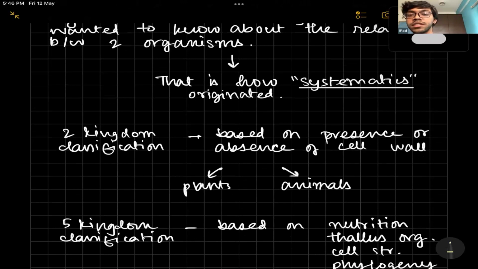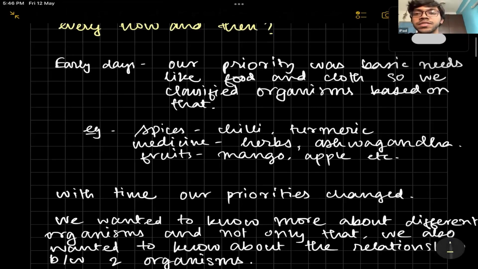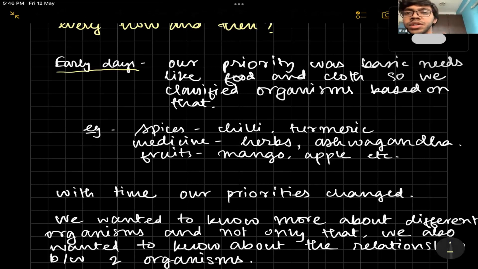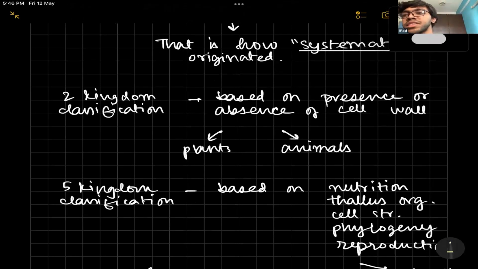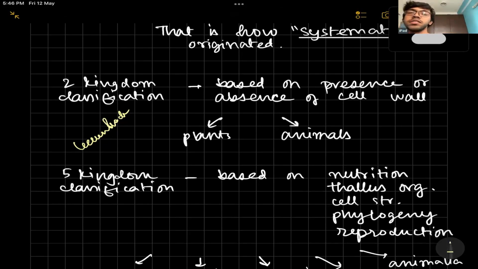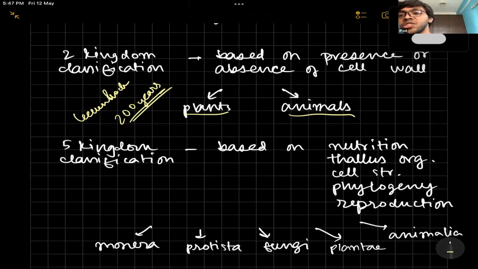Okay, so first of all, let's see two kingdom classification. In the earlier days we classified organisms based on their uses to us, and then in the later years, in the 1780s, there was a scientist called Leeuwenhoek. He classified all living organisms into two distinct categories, plants and animals, based on the presence or absence of cell walls. This classification was known as two kingdom classification. It was really popular back in the days, and it continued for about 200 years. This was the first time someone came up with a viable idea of classification.